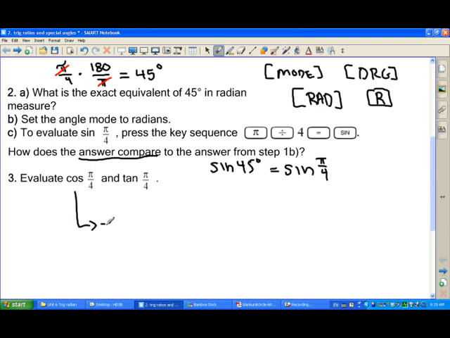And with your calculator in radian mode, we can evaluate the cosine of pi over 4, and you should get 0.707, and the tangent of pi over 4, you should get exactly equal to 1. If you're having trouble converting your calculator to radian mode, don't worry, I can help you in class tomorrow. Just make a note of that so we can take a look at your calculator.